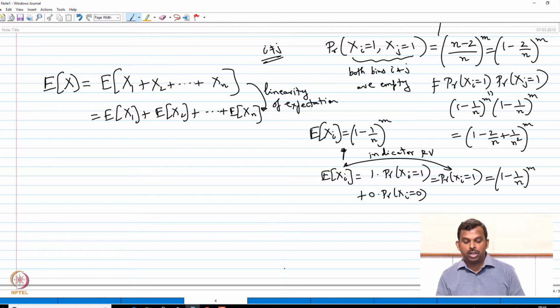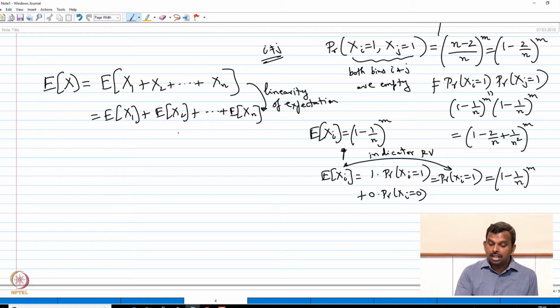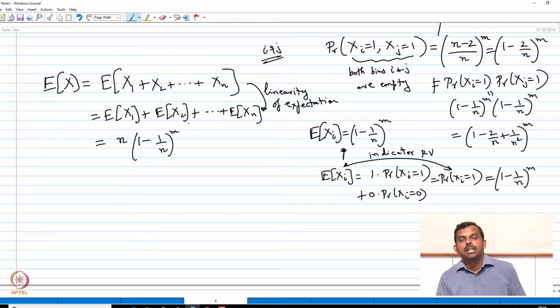Okay, so this we saw already is 1 minus 1 by n power m. So that's true. So what is each xi? The expected value is simply 1 minus 1 by n power m. Here you have n such terms, so it is n times 1 minus 1 by n power m. Even though the actual distribution of x might be difficult to write down, you can find its expectation. This is also an interesting fact to remember as you go forward studying more probability.